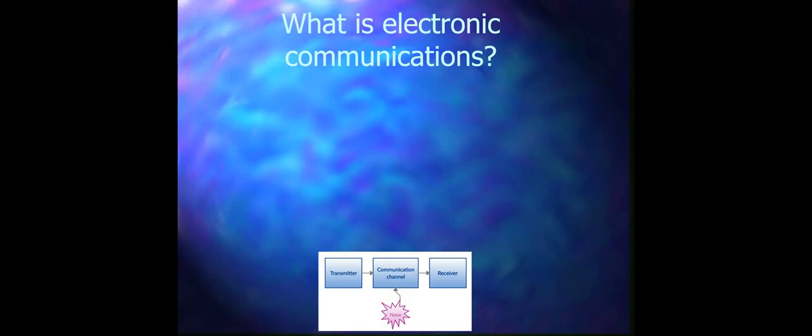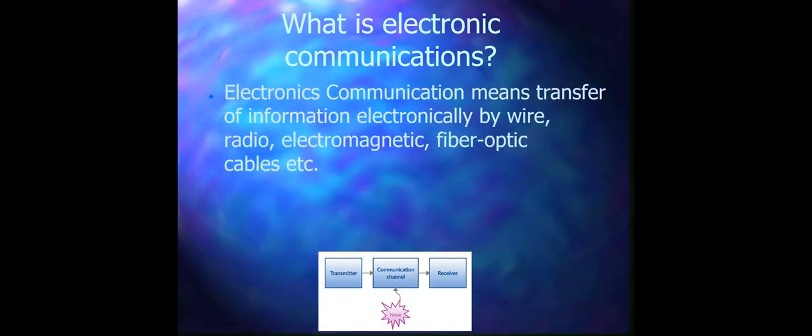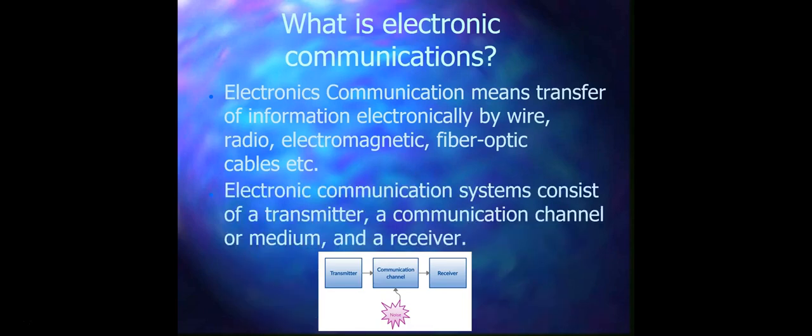Now what is electronic communications? Electronic communications means transfer of information electronically by wire, radio, electromagnetic, fiber optic cables, etc. An electronic communication system consists of a transmitter, a communication channel or medium, and a receiver. So we can say that communication is basically defined as the transfer of meaningful information from one point to another.